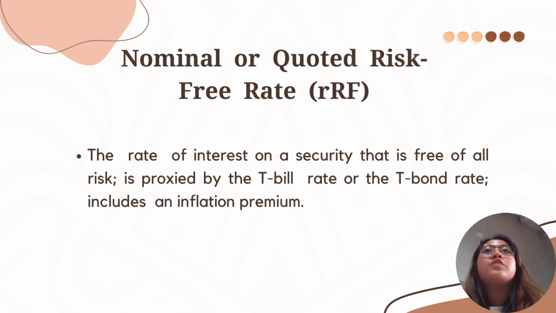Nominal or quoted risk-free rate, the rate of interest on a security that is free of all risk, is proxied by T-bill rate or T-bond rate, includes an inflation premium. Based on our understanding, the nominal or quoted risk-free rate is very opposite to the real risk-free rate of interest. Because in the real risk-free rate of interest, the inflation premium doesn't affect it. But in the nominal, the inflation premium affects it.